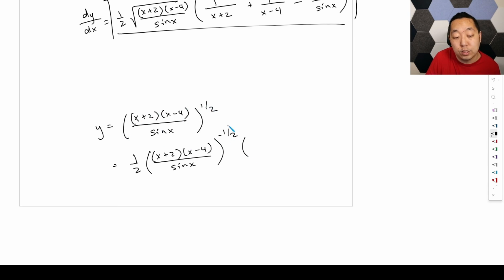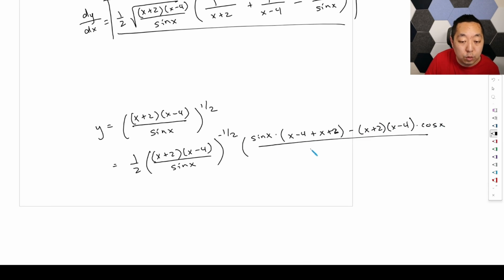Then the inner function here, I have to do quotient rule, so I got to do bottom times the derivative of the top. For the top derivative, I got to do product rule. So the derivative of this guy is going to be 1 times x minus 4, plus this times the derivative of that, which would be x plus 2. Then minus top times the derivative of the bottom, right, divided by bottom squared. So it's very doable.